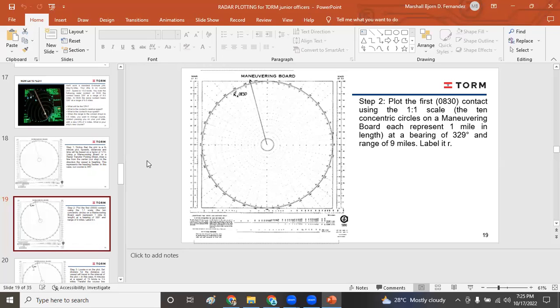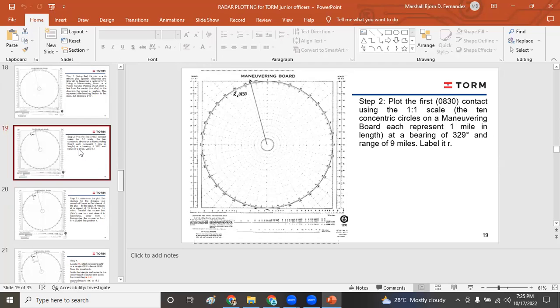Yes, sir. Okay. Can you please check your own work, radar transfer plotting sheet?